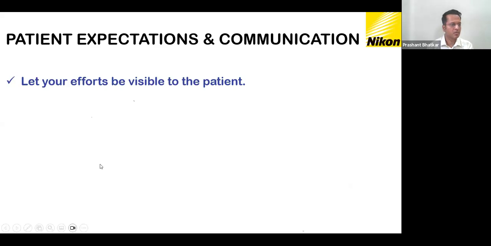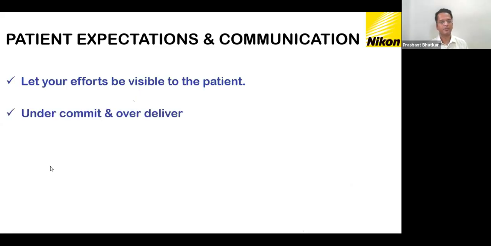Let your efforts be visible to the patient. I like to measure things in front of patients. So I take their glasses and I measure. I spend a good 5 to 10 minutes. I don't just act that I'm doing something. I really take my measurements, but I ensure that it is visible to the patient, and he feels that something is being done to solve my problem. People like post sales service to be very intentional. So you ensure that your efforts are visible to the patient.